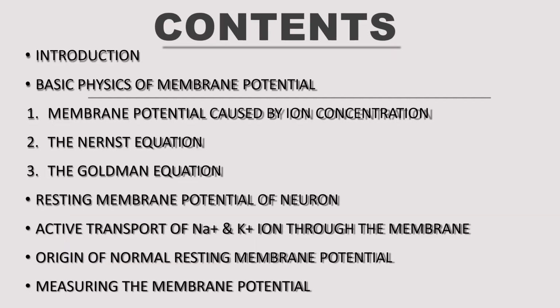So first we will see the contents under which I will be covering this topic. Just a brief introduction and the basic physics of membrane potential. Membrane potential caused by ionic concentration and the Nernst equation, Goldman equation, resting membrane potential of a neuron, and active transport of sodium and potassium ions through the membrane, and what is the origin of normal resting membrane potential, and finally how to measure the membrane potential.